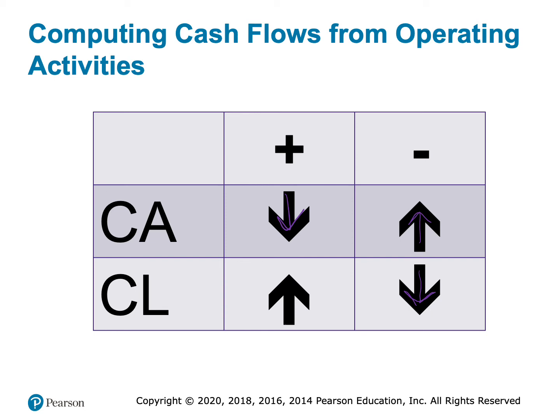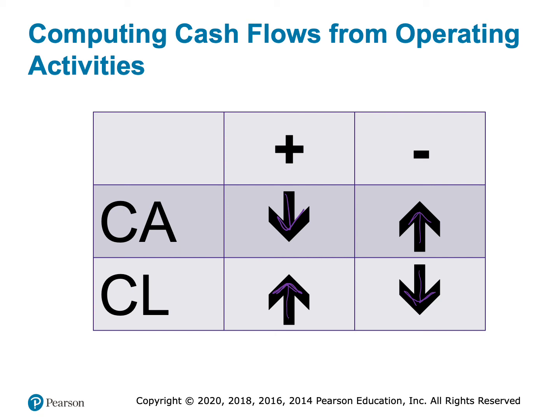Now let's think about another current liability we commonly have, unearned revenue. Remember, unearned revenue is when a customer has paid me before I have done the work. So if unearned revenue went up last year to this year, that means customers have paid me more money. That means I've received cash. So I want to add the amount of the increase of the current liabilities.